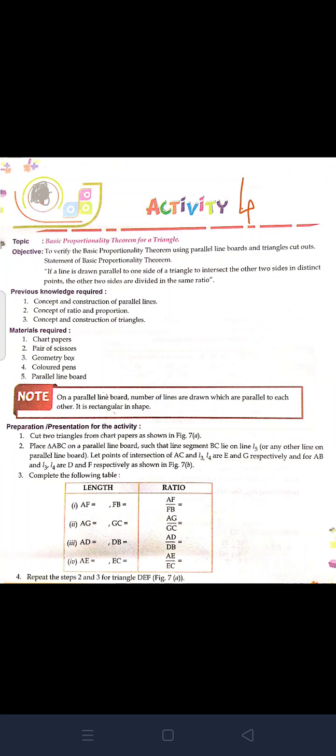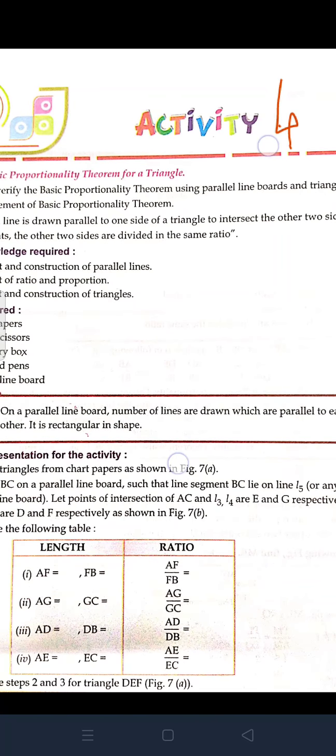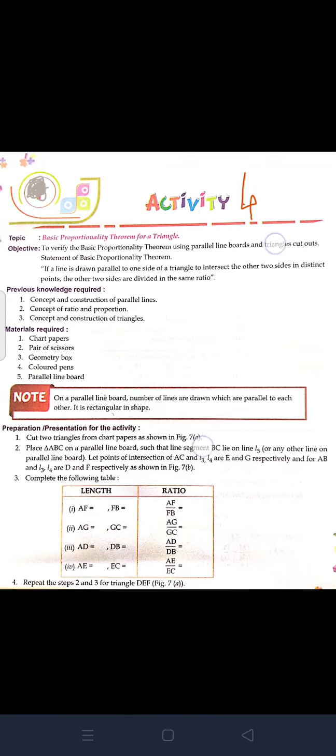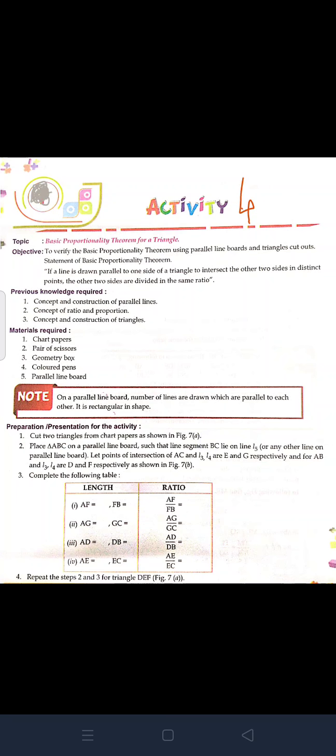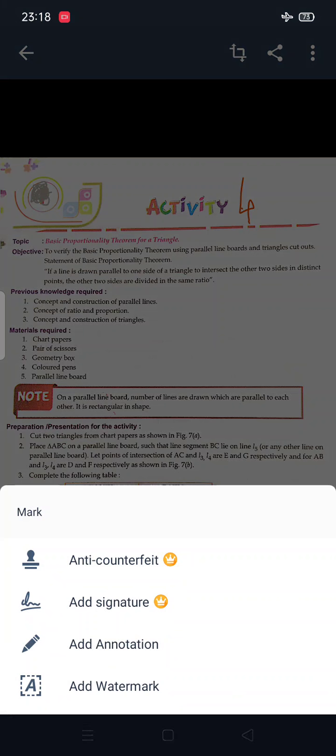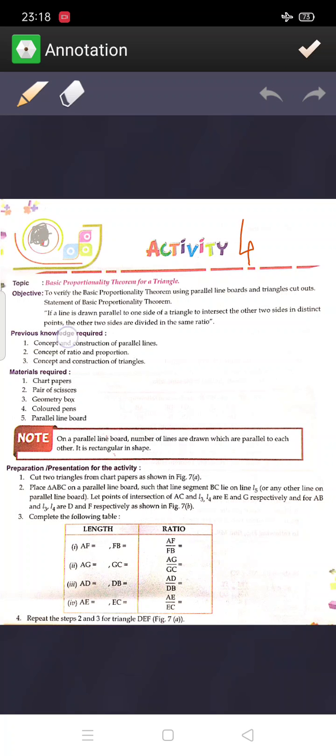Now come to activity number 4. Here the topic, basic proportionality theorem, you will write. Objective, the statement is stated, that also you will write, no problem here. Now, the previous knowledge required, this portion can be omitted by you all. You may not write it. If you have written, no problem.